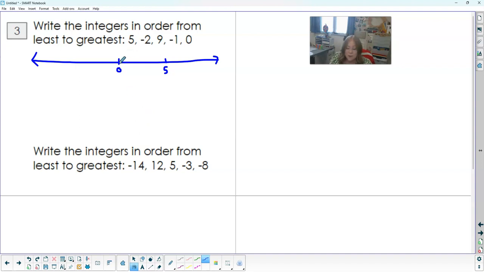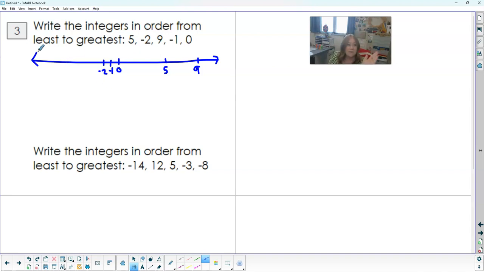Next, we have negative 2. So we're going 2 places to the left. 1, 2. Then we have 9. So we're at 5, 6, 7, 8, 9. We need a negative 1. It goes right in here. And a 0, which we already have.